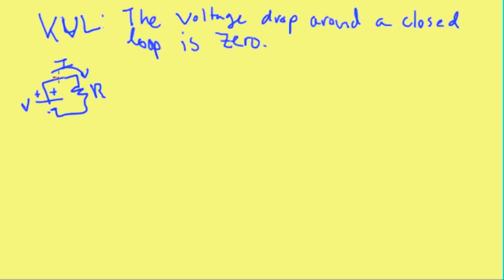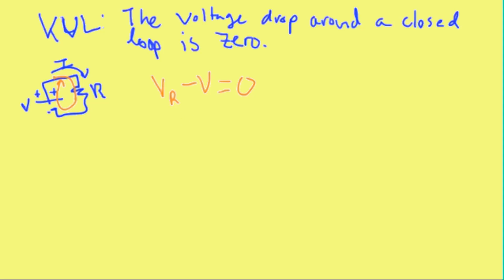So as we go along with the current, we go from high voltage to low voltage across the resistor. So we're going to get a positive VR because we did a voltage drop. We went from high potential to the low potential. And now when we start to finish the loop, we're going to go from the low potential to the high potential. So that's going to be a negative drop across the battery. So this is VR minus V equal to 0. And this is Kirchhoff's voltage law.